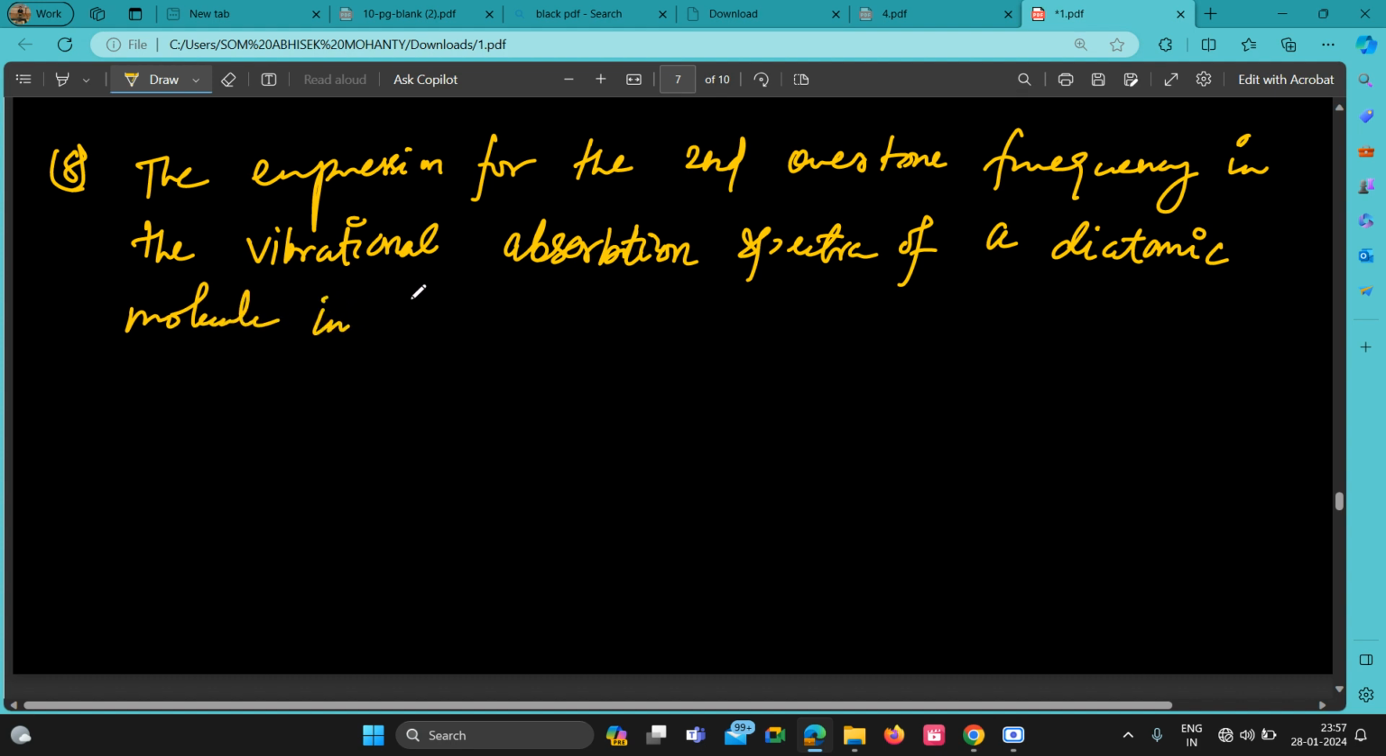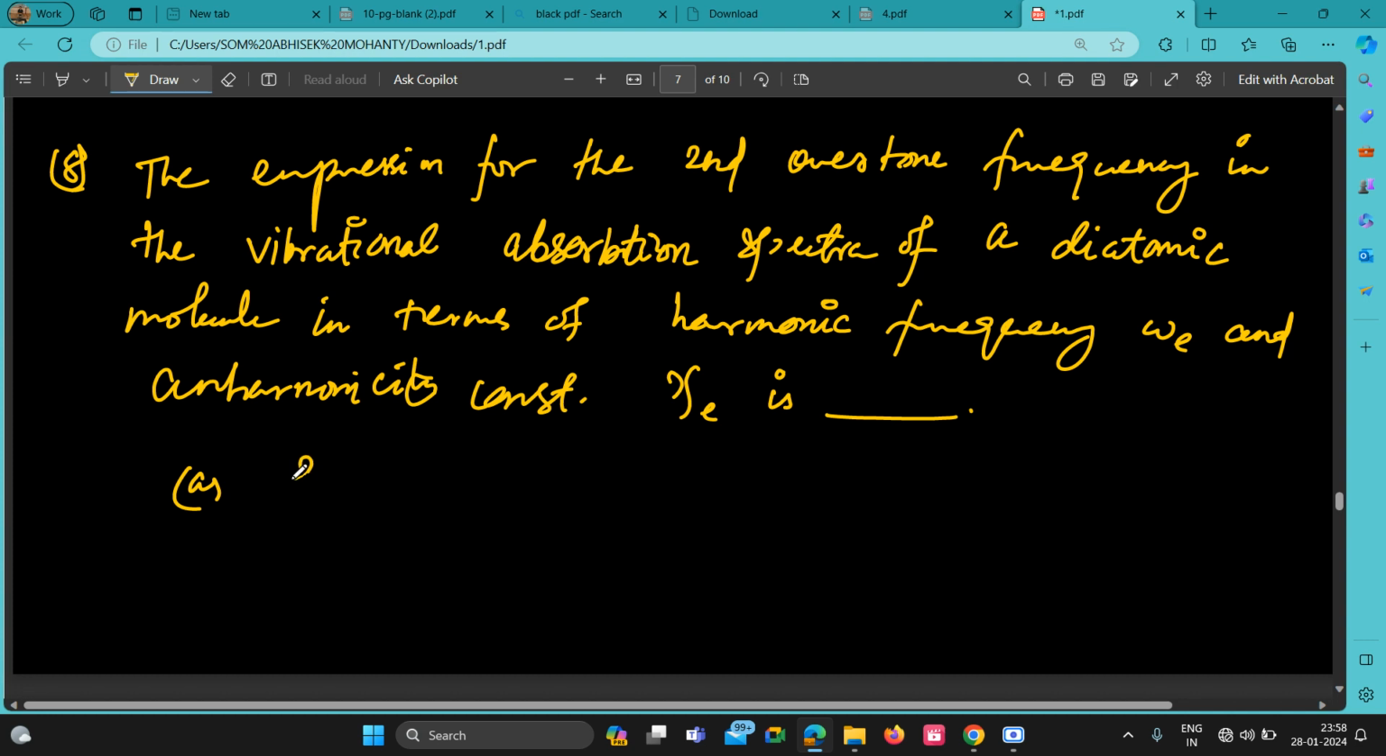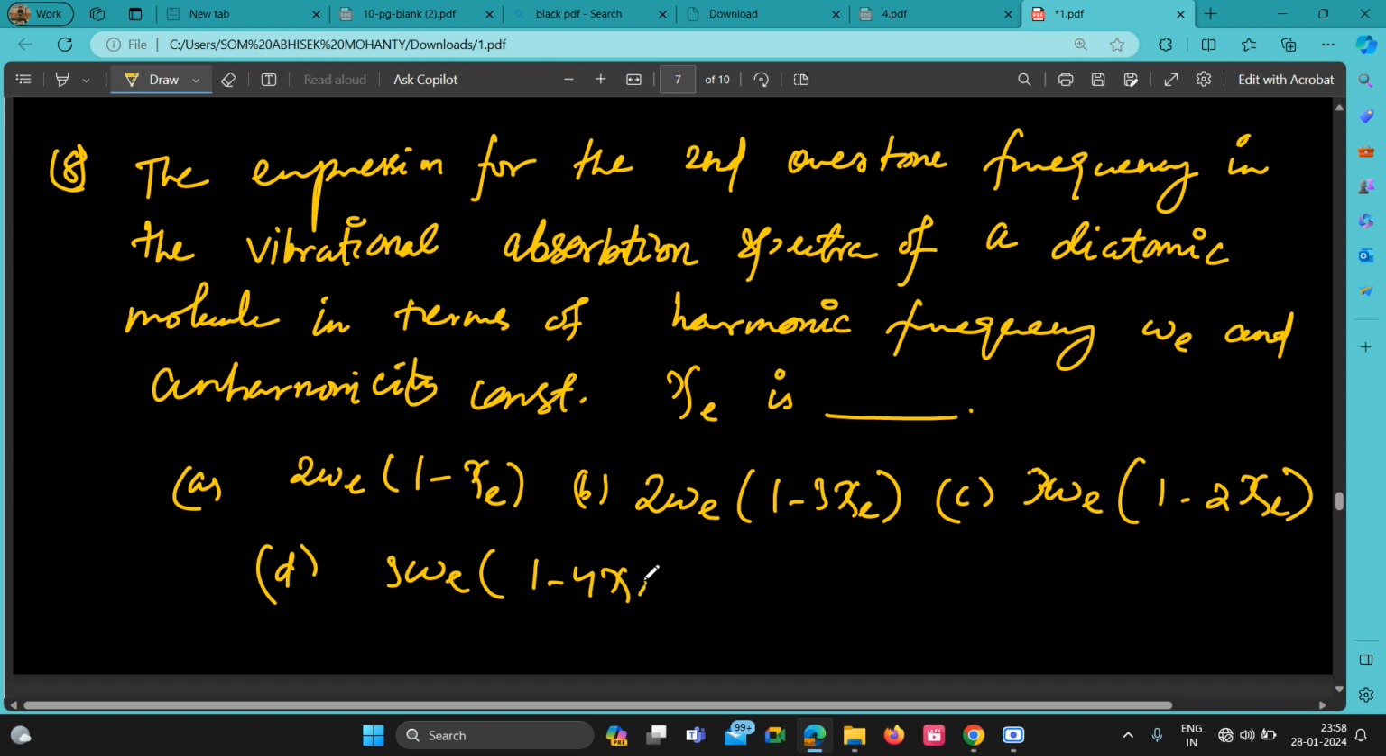in terms of harmonic frequency omega e and anharmonicity constant chi e is: the options are A, 2 omega e (1 minus chi e). Option B, 2 omega e (1 minus 3 chi e). Option C, 3 omega e (1 minus 2 chi e). Option D, 3 omega e (1 minus 4 chi e). So these are the options.